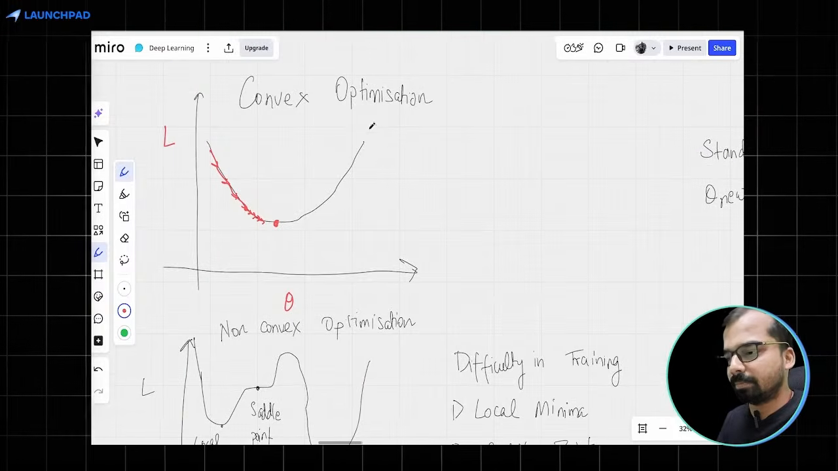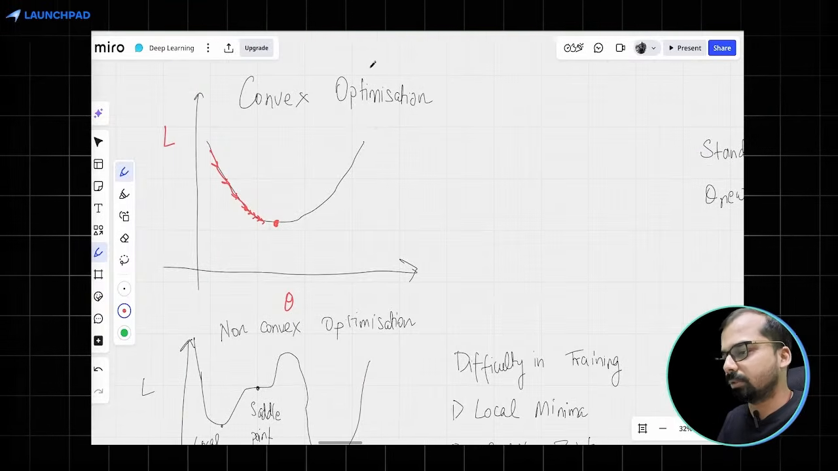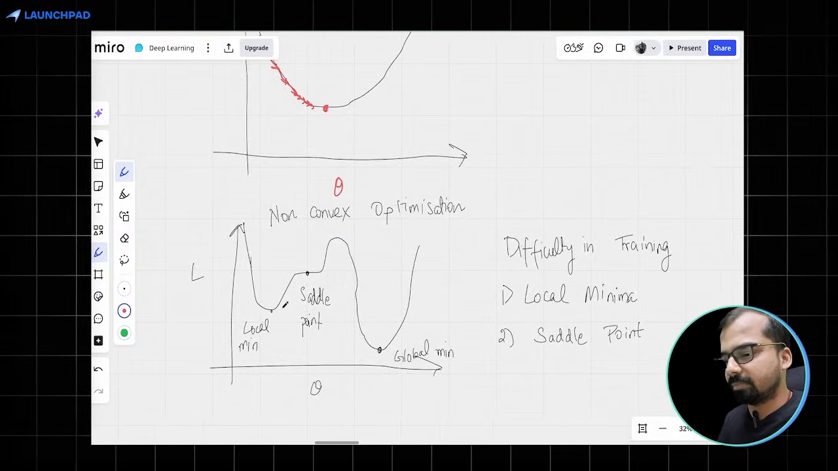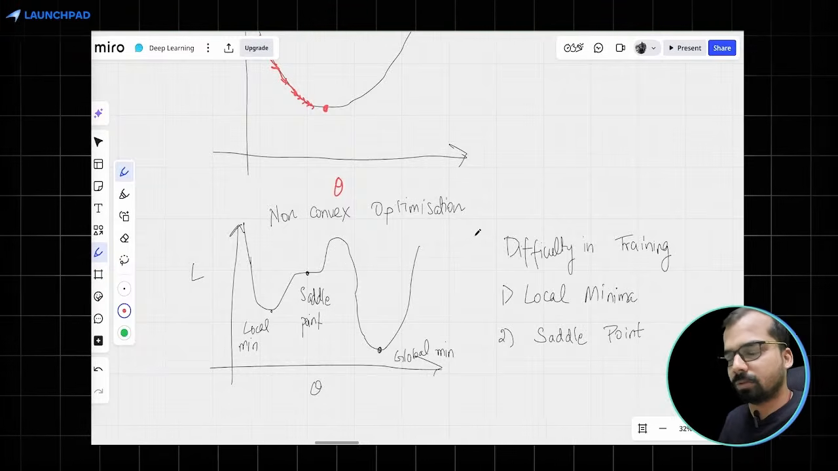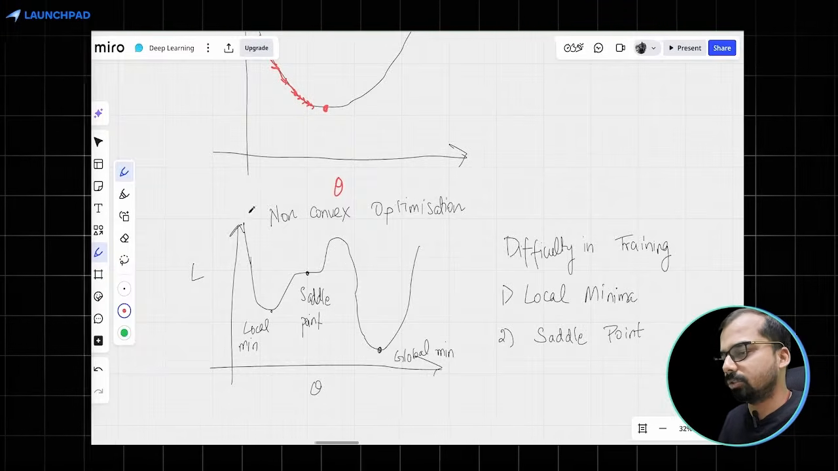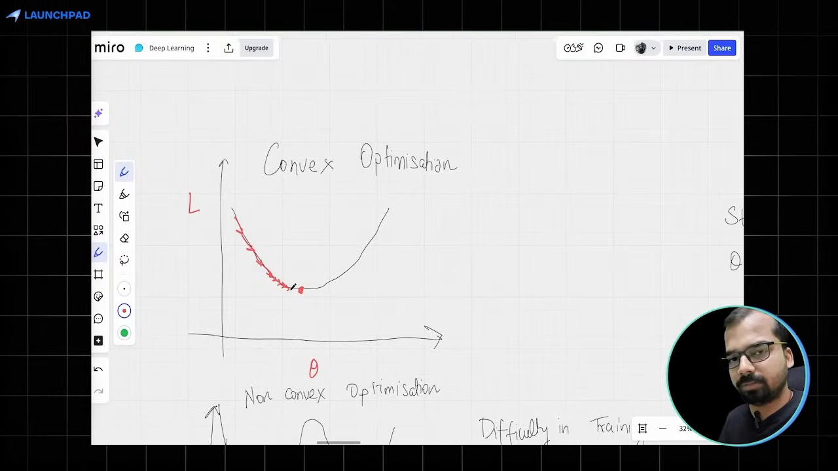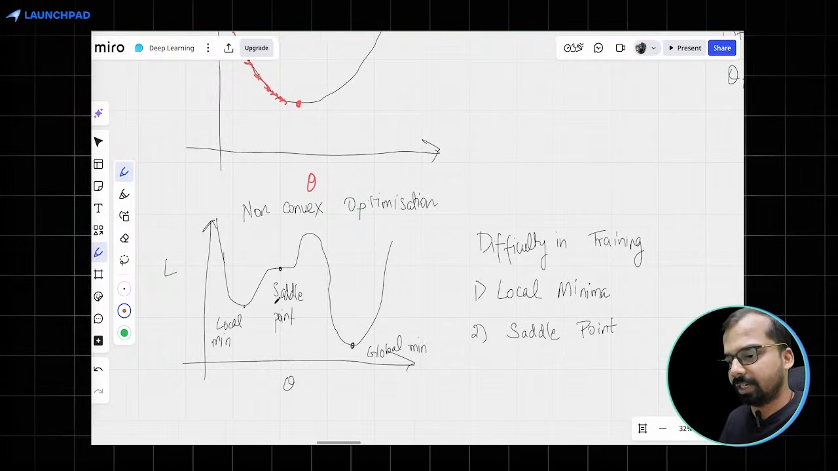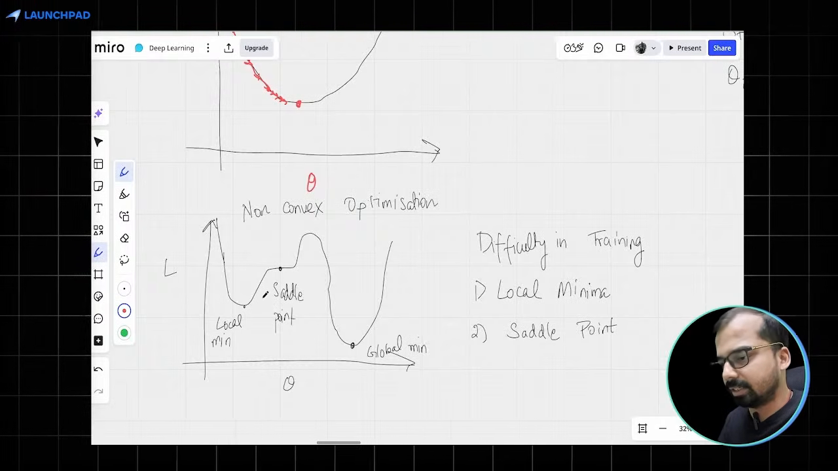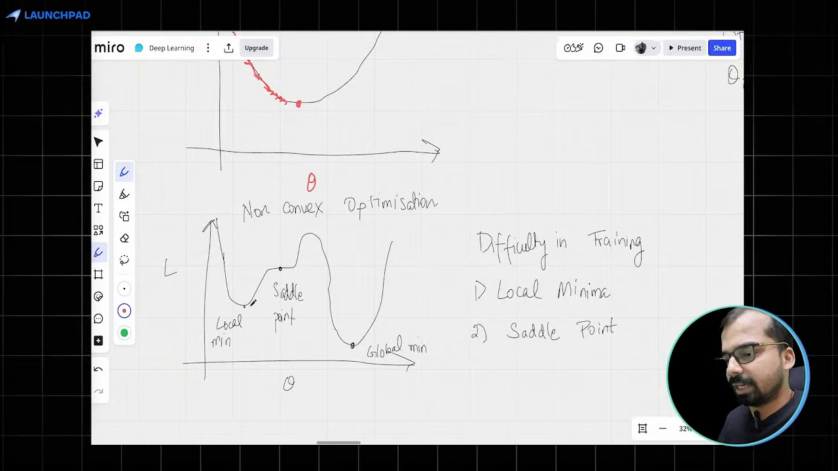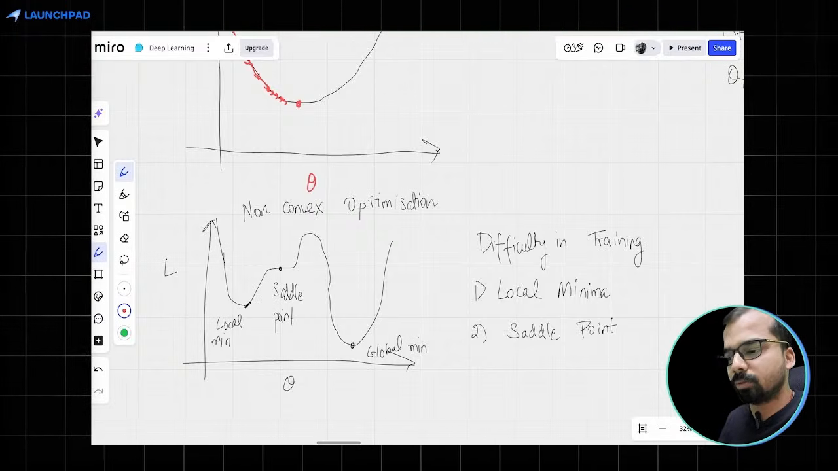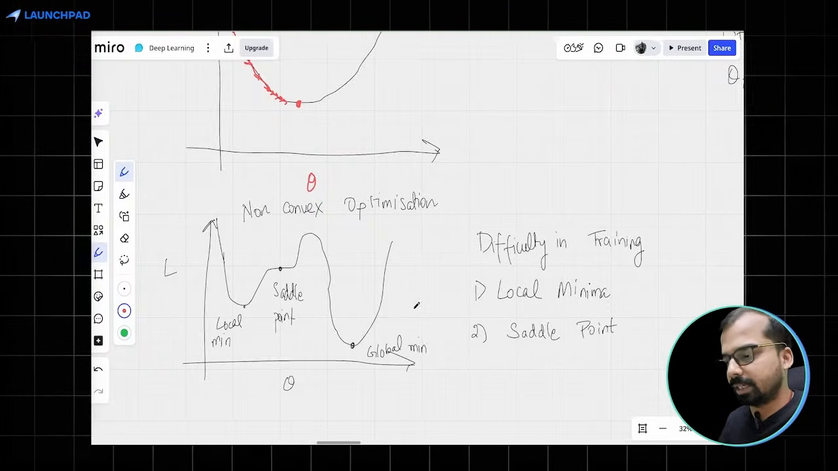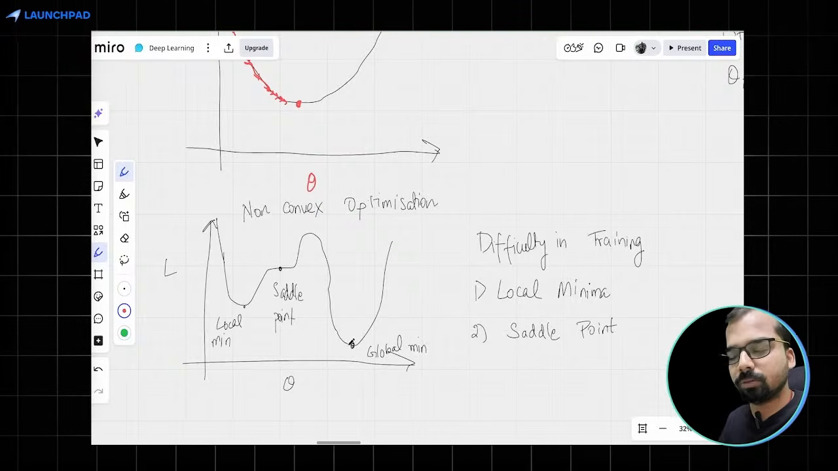In this example, we had only one minima, so this curve is called a convex curve. Here we have more than one minima, and this is known as non-convex. In real world scenarios, you will not get the first type of loss function with respect to theta. You will get this kind of loss function. See over here, if I started from here, I might get stuck at this local minima. This is one problem, and I will never be able to reach my global minima.